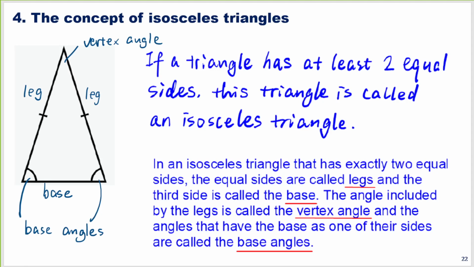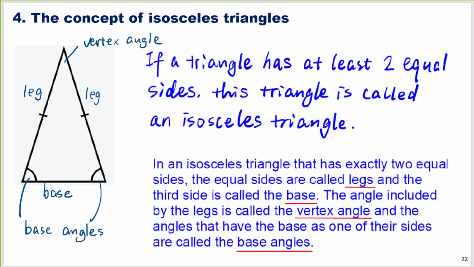Again, these are just some common terms you should know for isosceles triangles. Any questions? All right. So if you don't have any questions, next, let's have a look at the main properties of isosceles triangles.